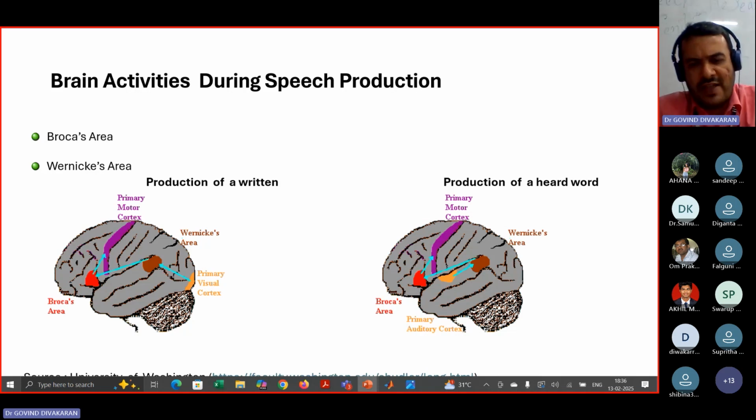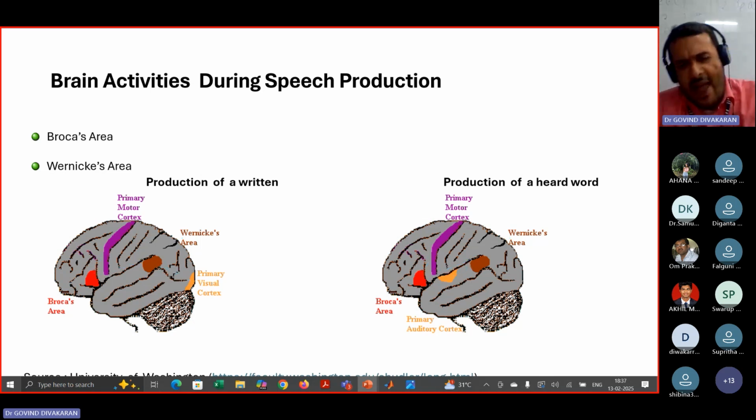Instead, the auditory cortex, which is lying somewhere here, gives instruction to Wernicke's area. Wernicke's area comprehends what is being spoken, what is being heard from the other speaker with whom he is conversing. Wernicke's area then sends instruction to Broca's area, which in turn controls the motor cortex, which sends the commands to the muscles involved in speech production. So this is how the information flow happens.